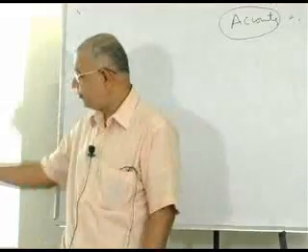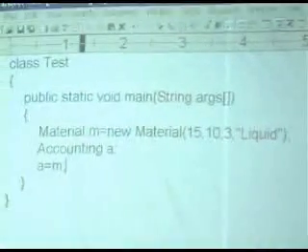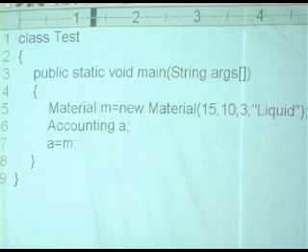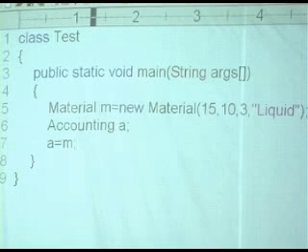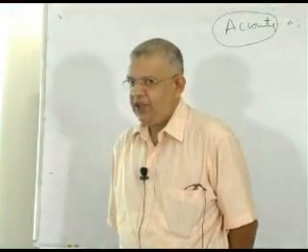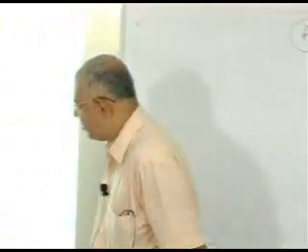Now, so can I say A is equal to M? Can I say A is equal to M? Yes, I can say A is equal to M. Reason is M is an instance of material class, or M is a reference to an instance of material class which actually implements the accounting interface. So basically when I say A is equal to M, I am using A in a kind of a polymorphic manner. I'll refer to polymorphism and come back to it a little later.